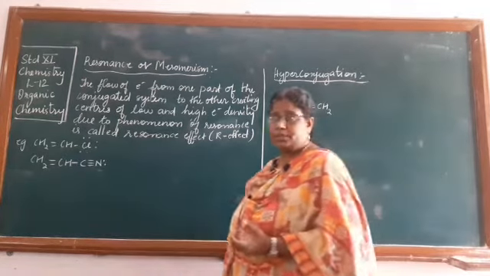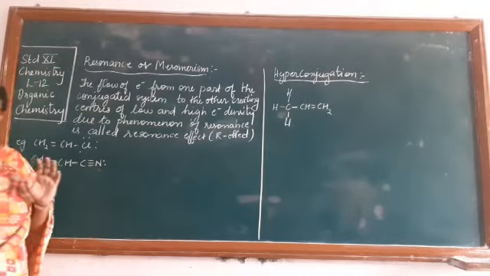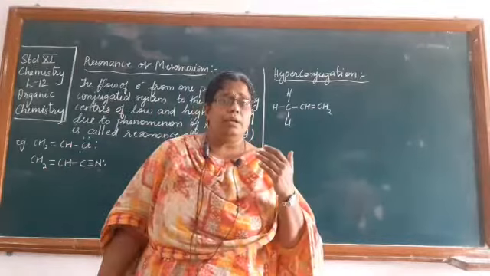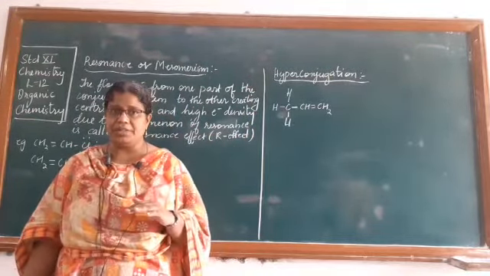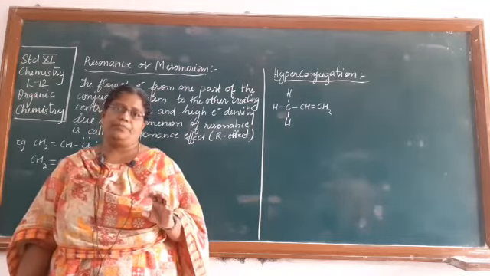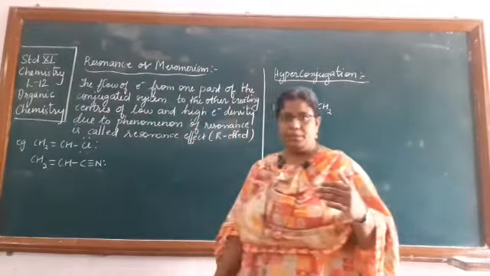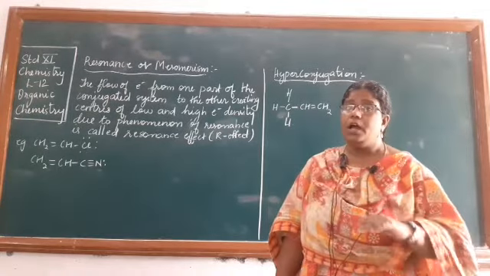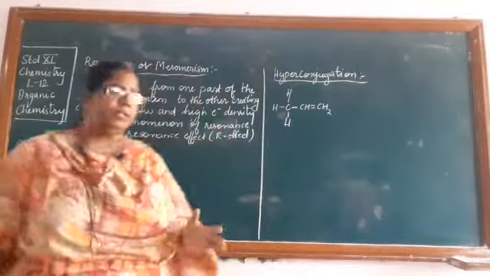What is resonance? Resonance is a phenomenon where you will find that the electrons are moving from the region of higher electron density to the region of lower electron density. What did I say? Resonance is the phenomenon where you will find the electrons are moving from the region of higher electron density to the region of lower electron density.